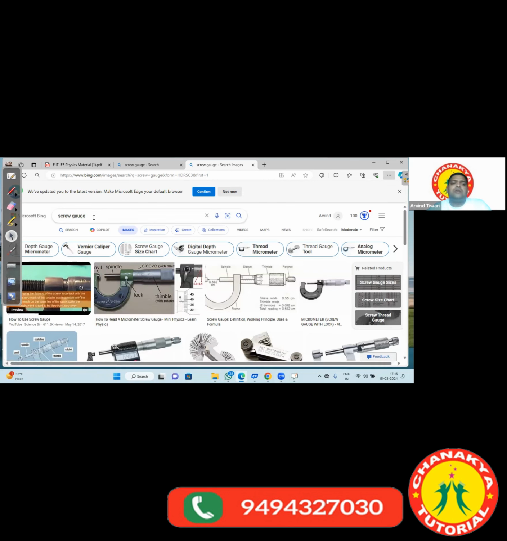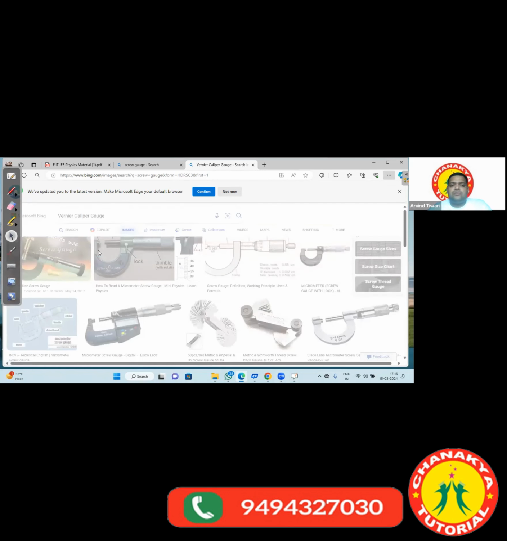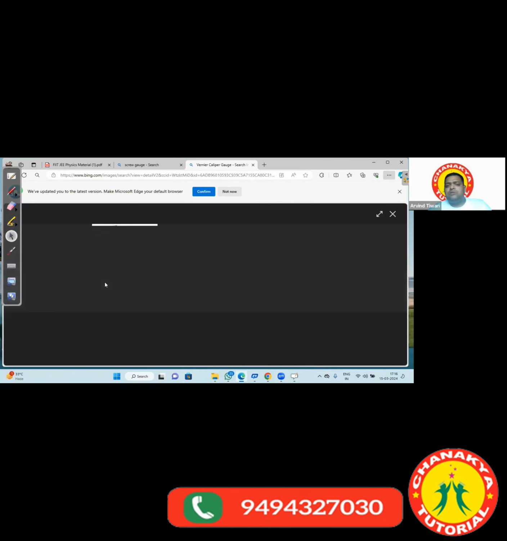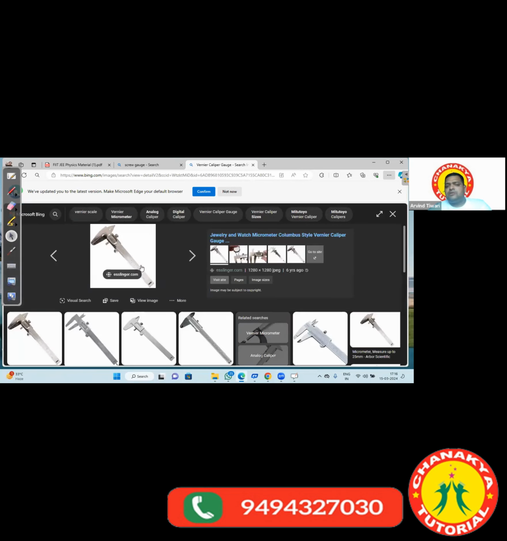Apart from them, you also have the vernier calipers, which you will be using in your school laboratory. This instrument is called vernier calipers. It will be used to measure the diameter of a substance, whereas a screw gauge will generally be used to measure the thickness of a given material. We'll see this in our coming classes.